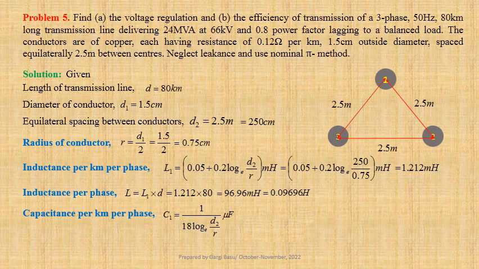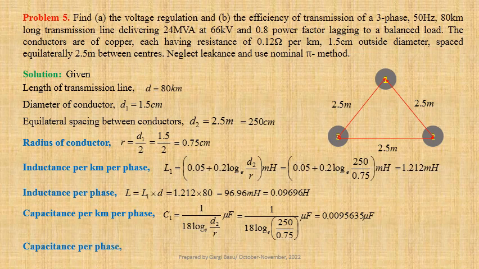Expression for capacitance per kilometer per phase C1 equals 1 upon 18 into log of D2 upon R microfarad. Using values we get 1 upon 18 into log of 250 upon 0.75 microfarad. That gives us 0.0095635 microfarad. Now we shall calculate capacitance per phase. C equals C1 into D. Using values we get 0.0095635 into 80, that gives us 0.765 microfarad or 0.765 into 10 to the power minus 6 farad.